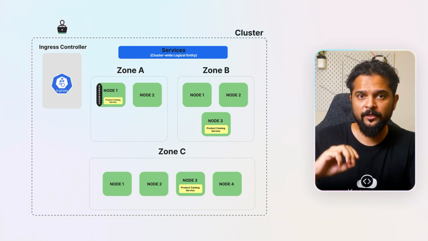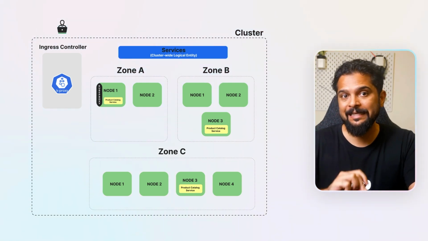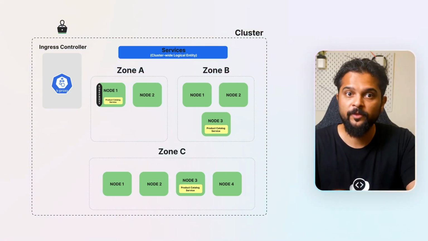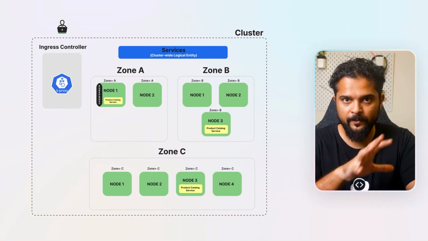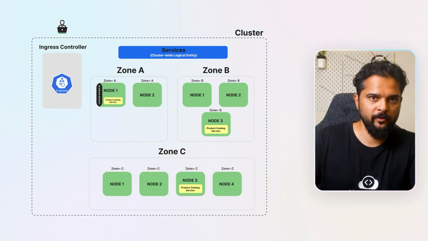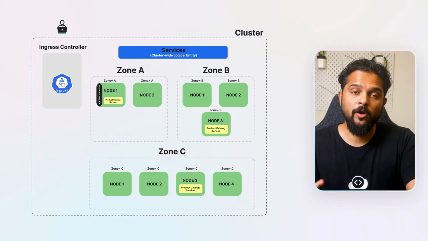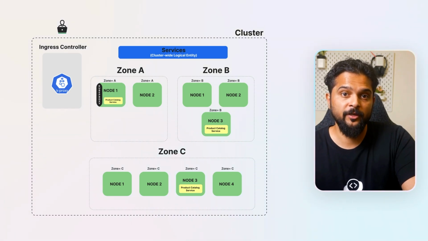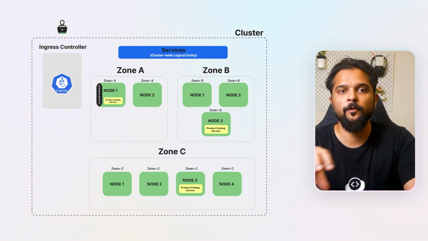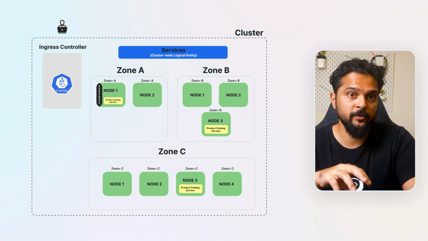Now, the Kubernetes nodes in our cluster are automatically labeled by the cloud provider with their respective zones. So it could be something like zone equals A, zone equals B, zone equals C, etc. For clusters that are not hosted on cloud infrastructure, administrators need to manually label the nodes with topology information to ensure prefer close can function properly.